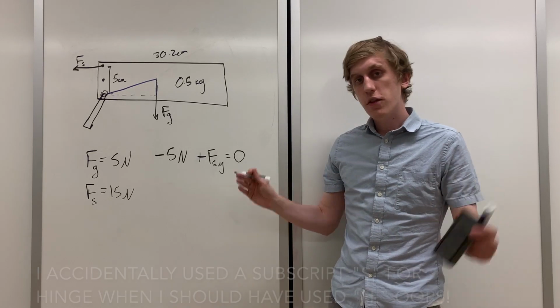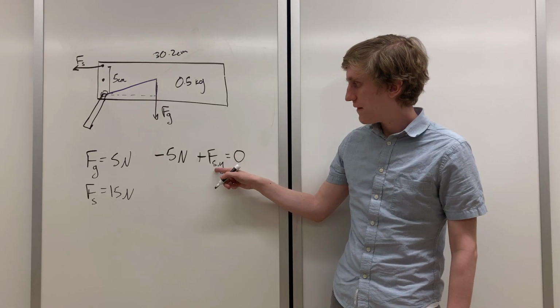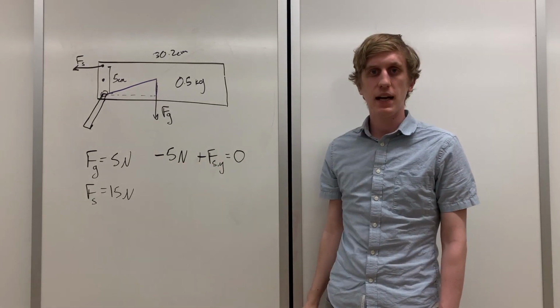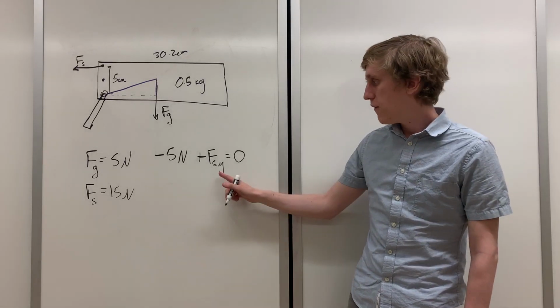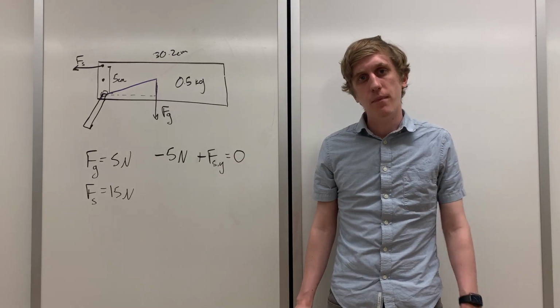So what is the vertical piece of the hinge force? Well, it's just 5 newtons. All we have to do is move this negative 5 newtons to this side of the equation, and we have the vertical piece of the hinge force is equal to 5 newtons.